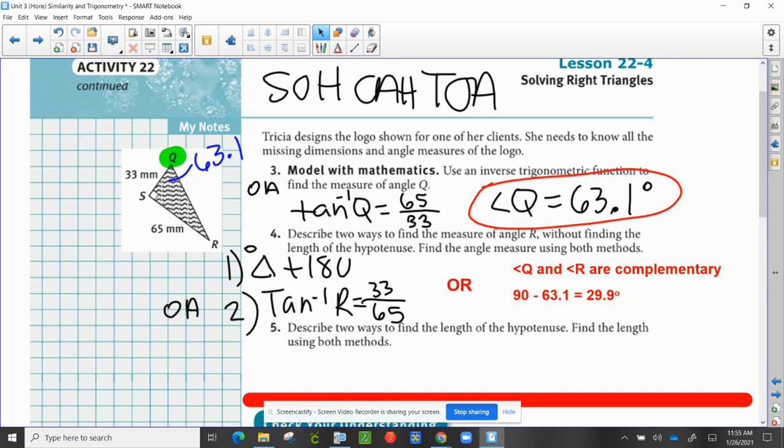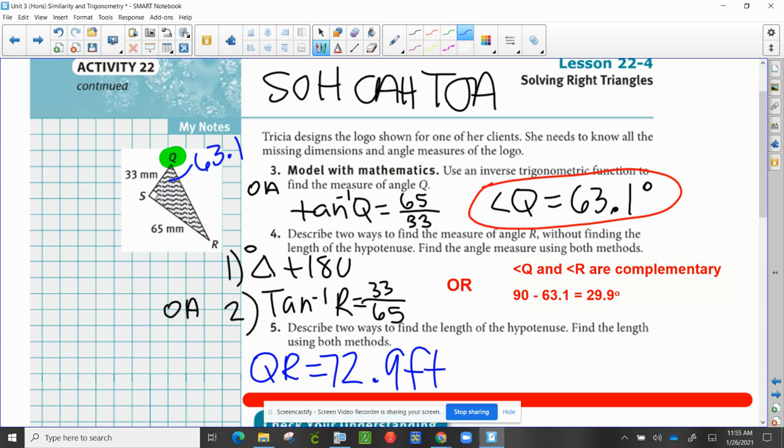All right, let's just finish up with number 5. Let's figure out some ways we can find the hypotenuse. So I'm going to let you guys decide what you want to do and find the length of the hypotenuse for me. Okay, if you did it correctly, the hypotenuse, QR, you should have gotten 72.9 feet. And as long as you're close to that, we're good. A couple ways to do it. One way you could have done is using the Pythagorean theorem. Just abbreviating here for time's sake. That's one way to do it. Another way you could have used trig functions.